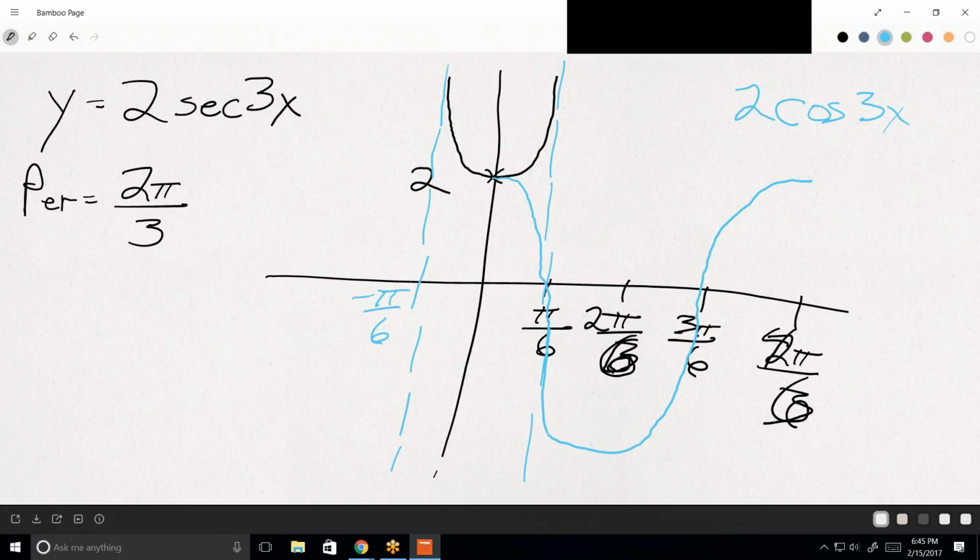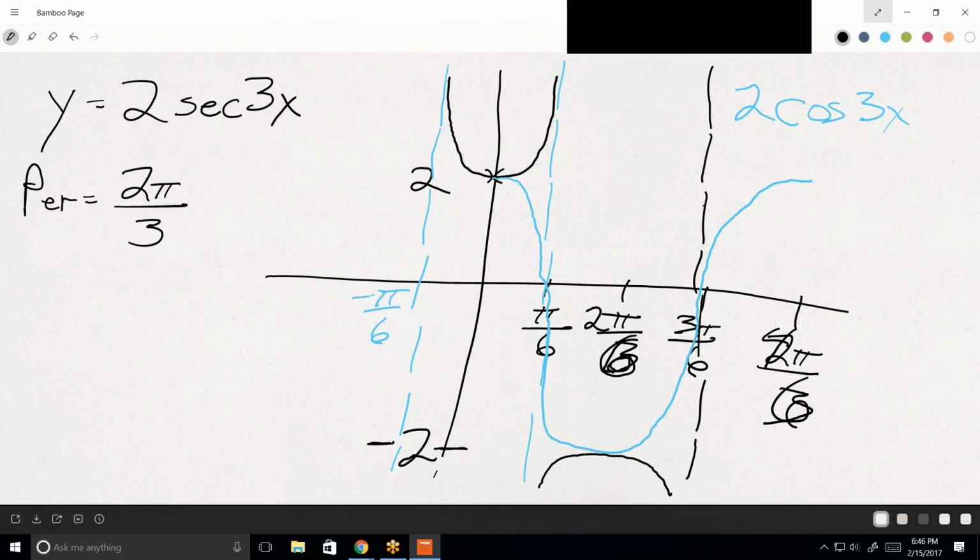And then on the bottom, I'm going to have another asymptote here, the next place the cosine would be 0. And so it would look like that, and that would be minus 2. And that's one full period of your function. Okay. And that's the way to do it.